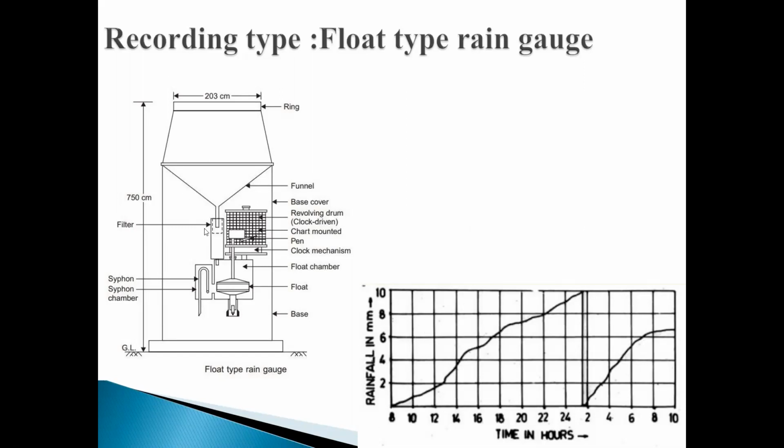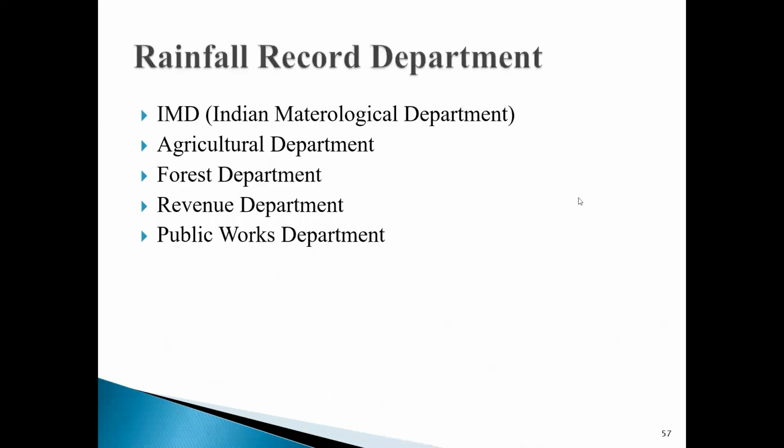Once this float chamber fills up, the excess water comes out through this siphon tube. You can see here, siphon tube. Whenever this is filled, the excess water siphons out. So it is a self-recording type of rain gauge. Once in a week, you can take out this graph sheet, and from the graph sheet, you can calculate the depth and intensity of rainfall that has taken place in a particular area. Now, generally, these are the following departments which maintain the rainfall record in our country.